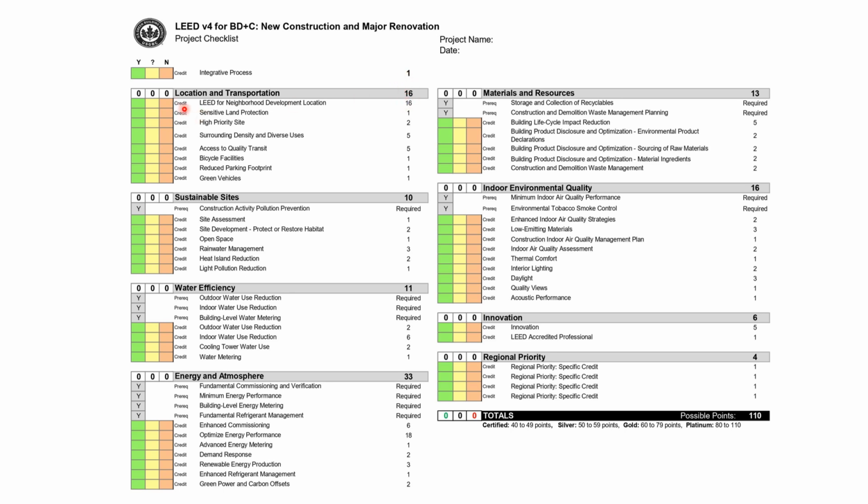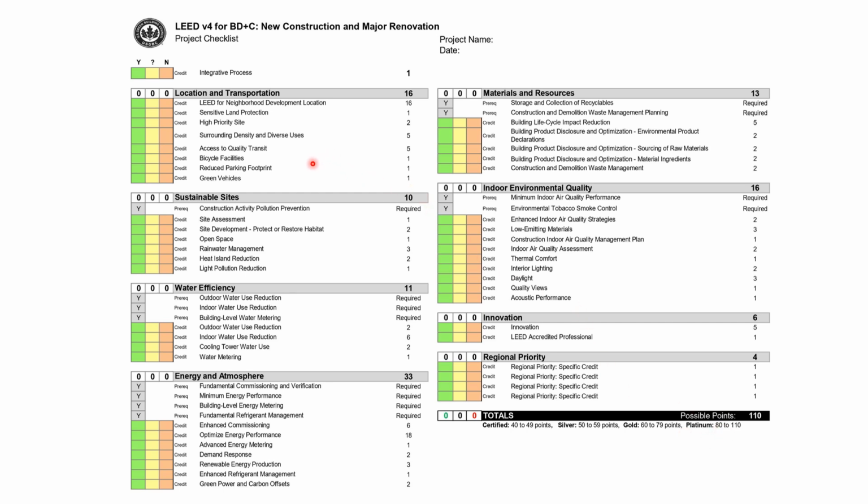So here we can see the 7 credit categories of the LEED rating system with the scores provided on the right side of the row. The credit categories are location and transportation, sustainable sites with 10 points, water efficiency, energy and atmosphere, material and resource, indoor environmental quality, innovation and regional priority. And here the total score we get by achieving all these prerequisites and credits is 110. To get the project certified it requires 40 to 49 points, and to get a silver rating it is 50 to 59 points, and for gold it is 60 to 79, and for the platinum rating it is 80 to 110 points.